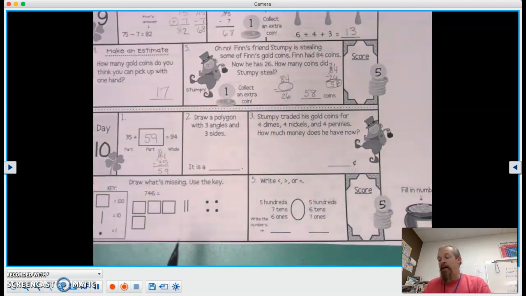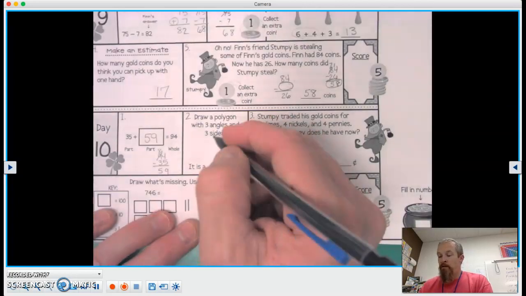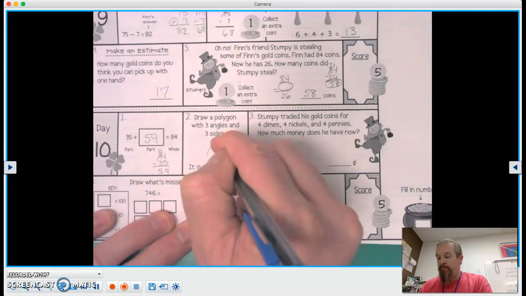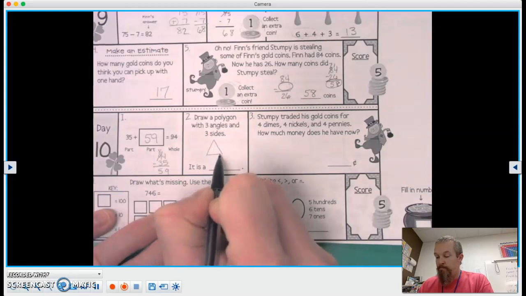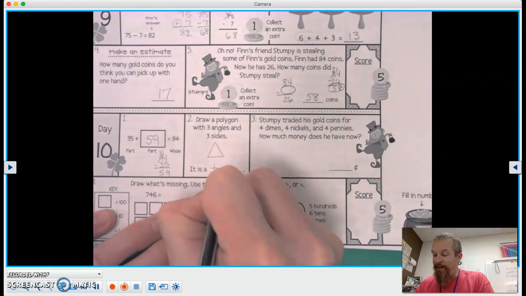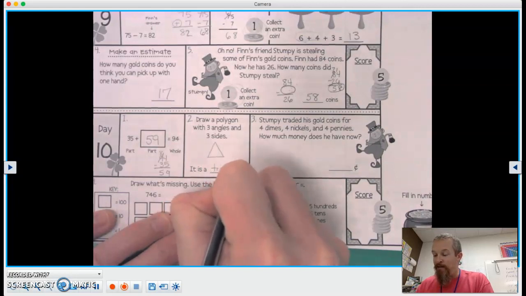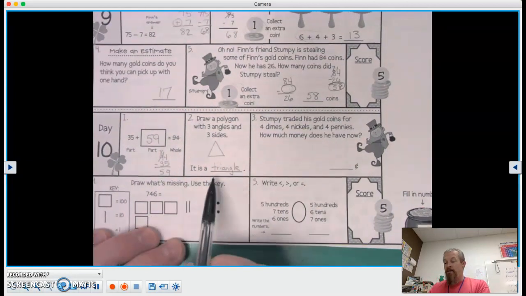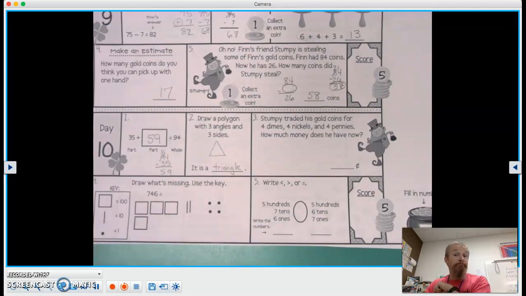Draw a polygon with 3 angles and 3 sides. All right, well, 3 sides. What is that? Yeah, that is a triangle. Very good. Tri meaning 3, like tricycle.